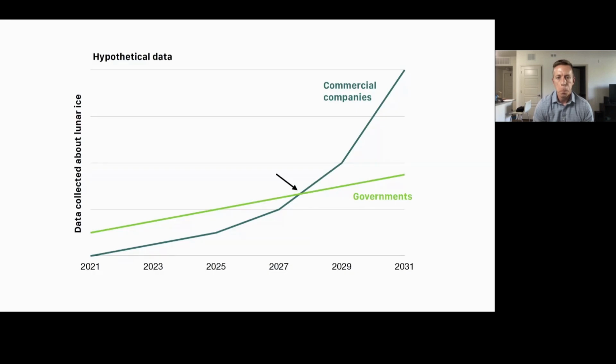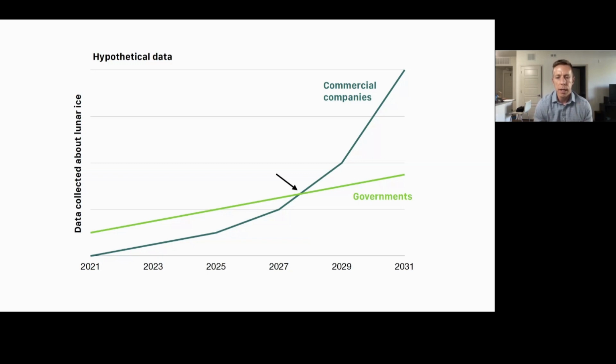Next slide. Okay, so this is a completely made up chart with made up data, but what I'm showing here on the y-axis is the amount of data or the amount of knowledge we have about ice at the moon. And right now, all of our knowledge is coming from these government spacecraft missions led by space agencies. But very soon in the near future, we're going to see commercial companies start to collect data from prospecting and exploration missions. And given the pace of the private industry, I think we can anticipate in fairly short order there will be this crossover point where the majority of the data from the lunar poles is coming from commercial companies.